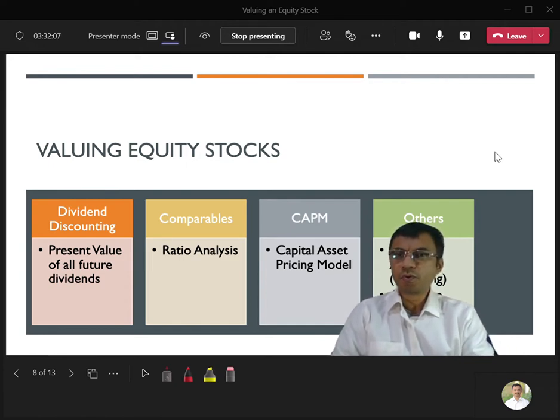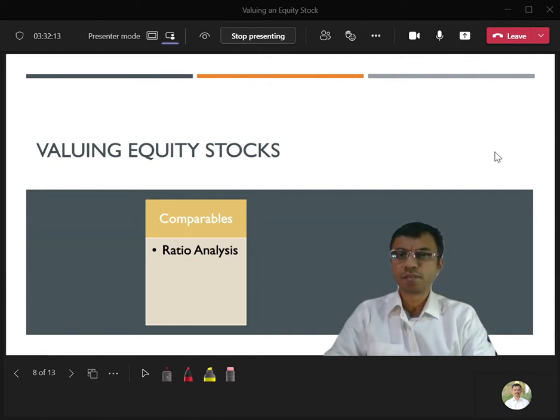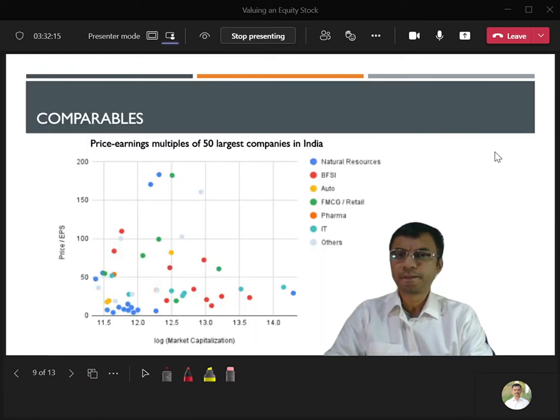Let us now look at the other method of valuing equity stocks using comparables. To understand comparables, let us begin with looking at this graph, which is a chart showing price earnings multiples of the 50 largest companies in India by market capital.